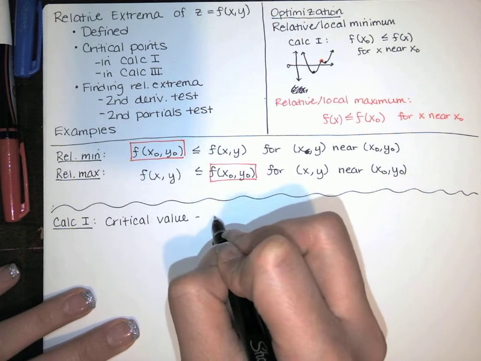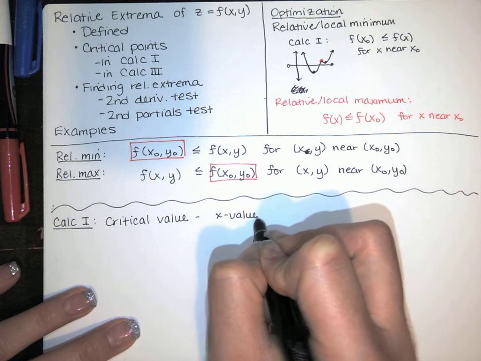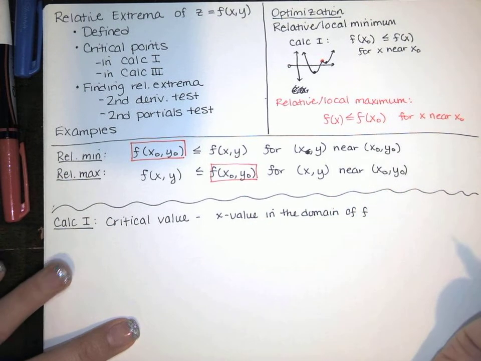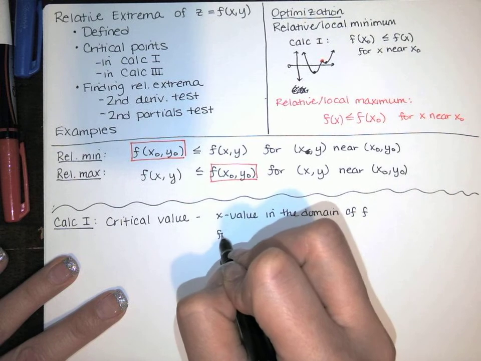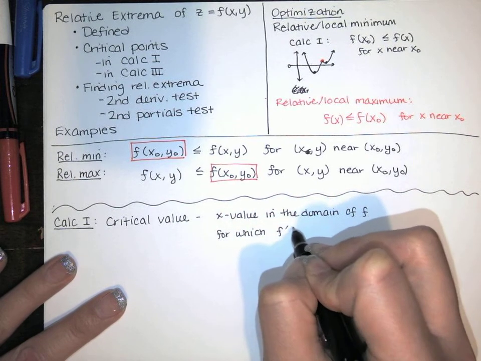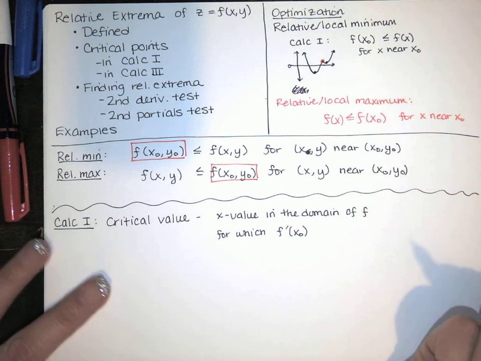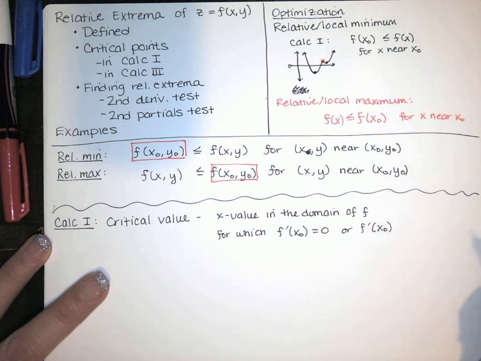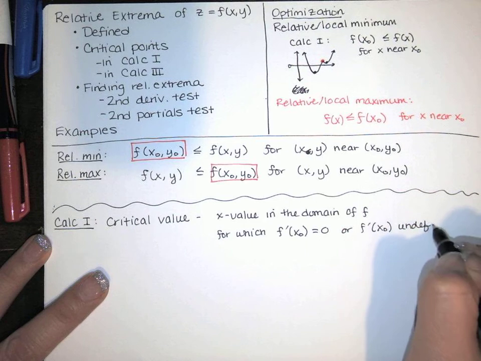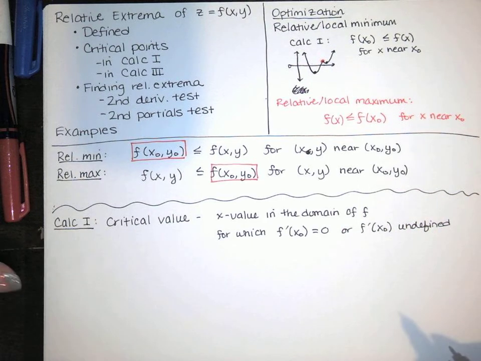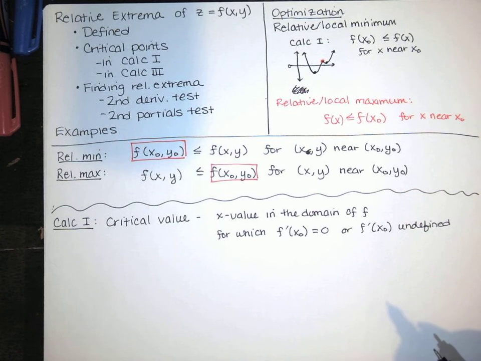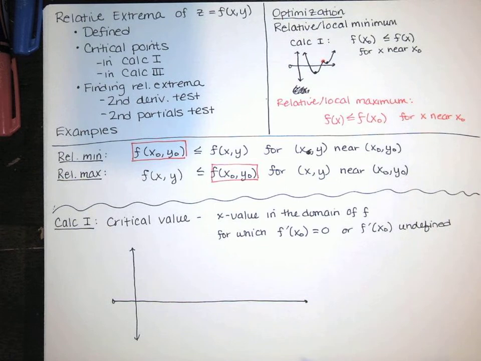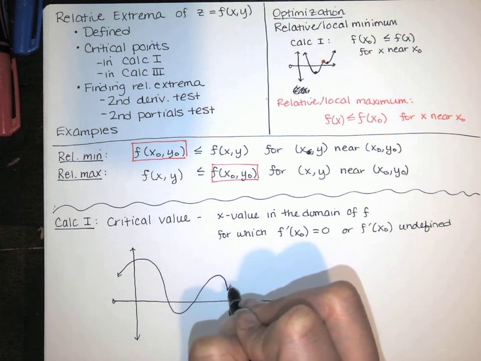So a critical value from Calc 1 is an x value in the domain of the function for which f prime of x naught, that being our critical value, is 0, or f prime of x naught is undefined or does not exist, because derivatives are both limits and functions, so we can use undefined or does not exist. Either one is okay. All right, so let's look at the graph of a function and point out all of the critical values. So maybe you've got a function that looks like this.